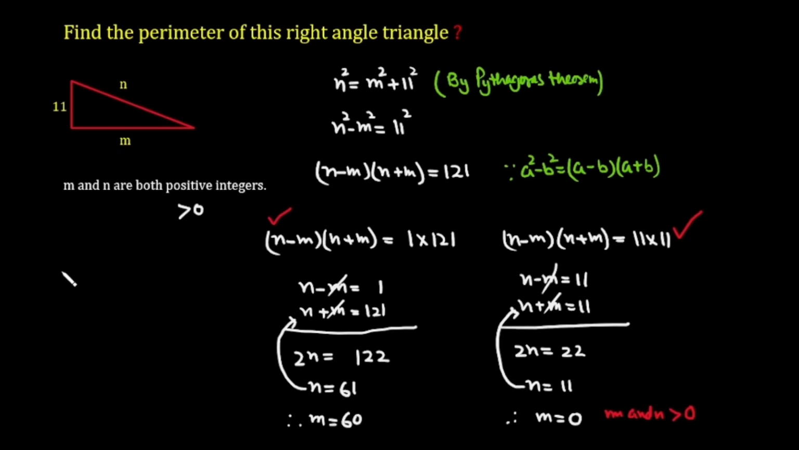So the perimeter is equal to 11 plus m plus n. Put the value of m and n. So this is 11 plus 60 plus 61. So the perimeter is equal to, adding all three numbers, 132 units. So this is my final answer.